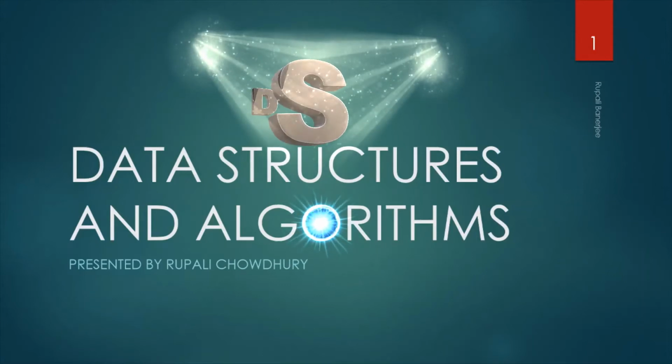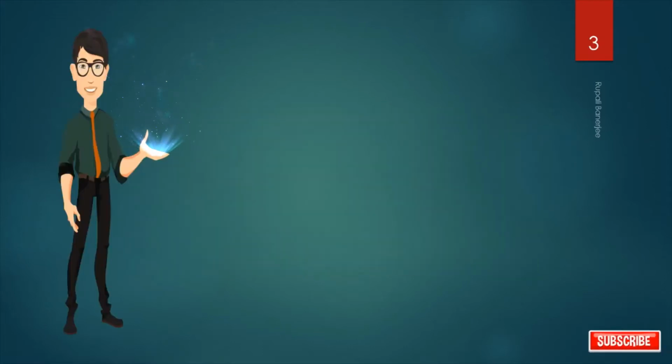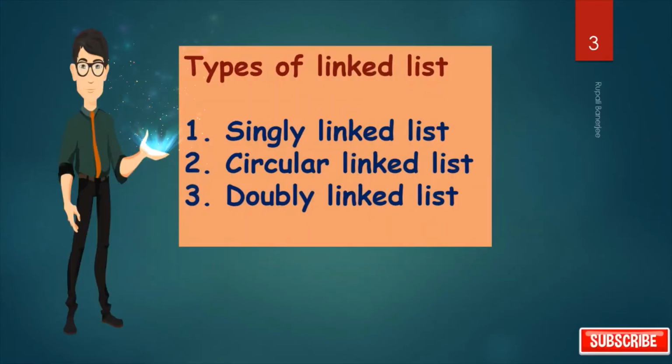Today our topic is linked list. Before learning this video, please consult our previous videos on linked list of this series. We already learned in our previous videos that there are three types of linked list: singly linked list, circular linked list and doubly linked list.